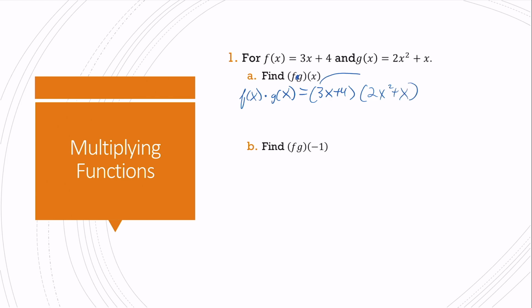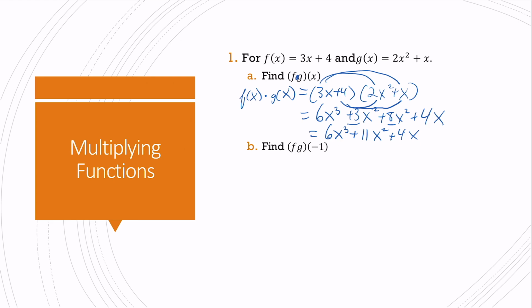So I FOIL. This is going to give me 6x cubed plus 3x squared plus 8x squared plus 4x. And I can combine like terms to have 6x cubed plus 11x squared plus 4x. Part B of this problem wants me to find f times g of negative 1.